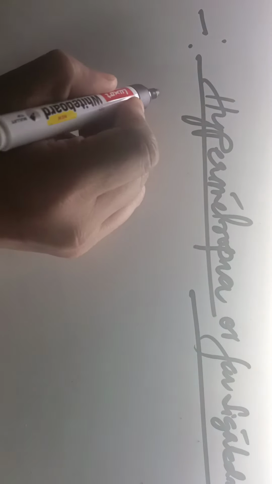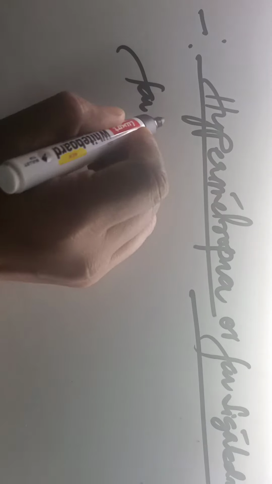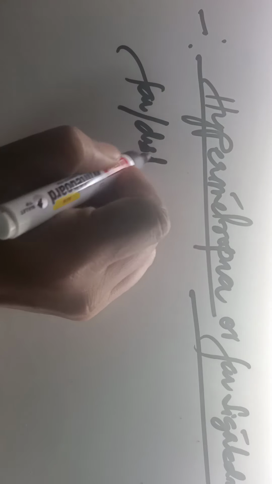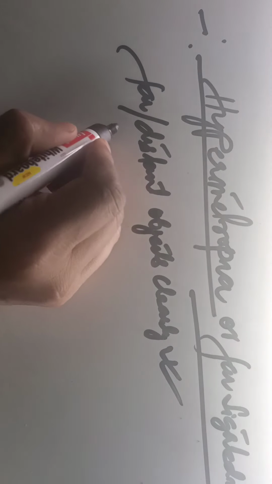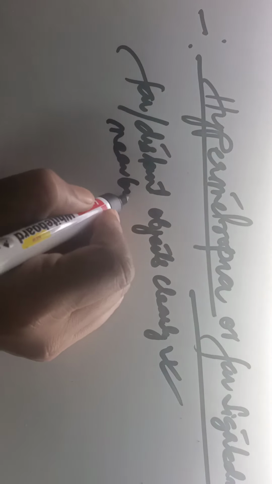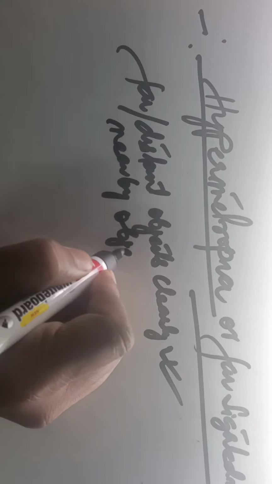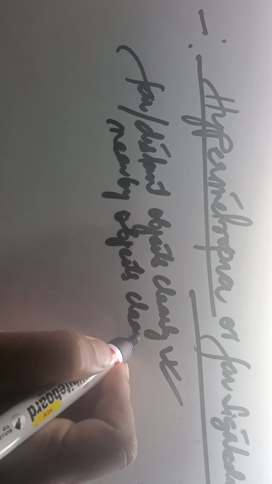So hypermetropia means can see far or distant objects clearly, but nearby objects are not clear. They appear cloudy, foggy, or blurred.